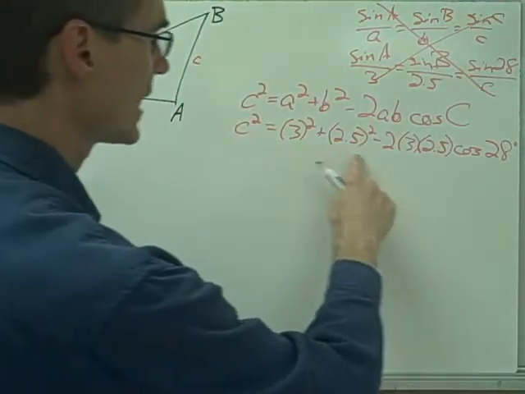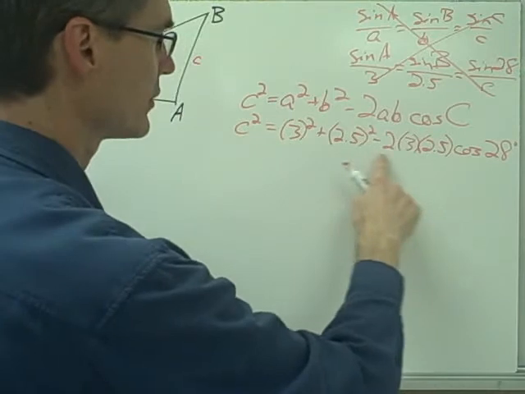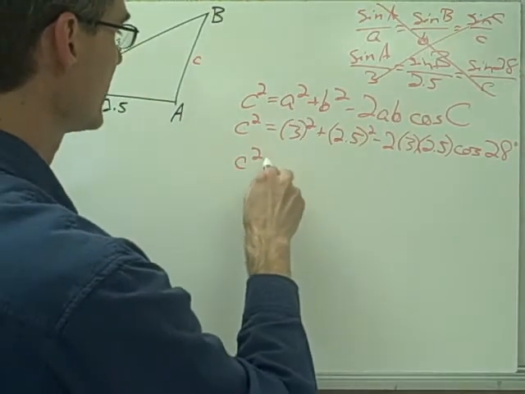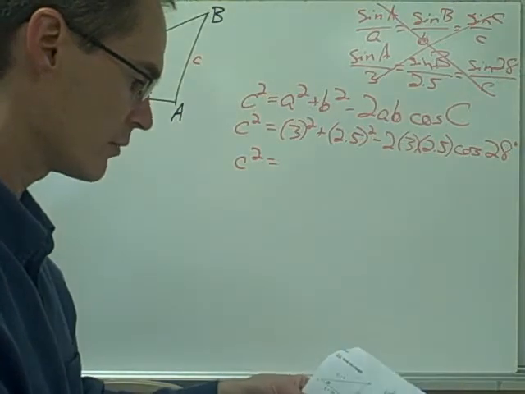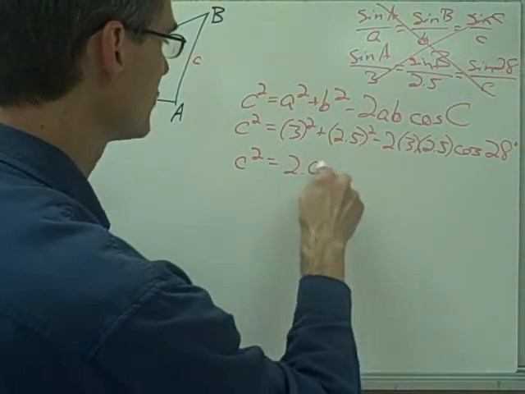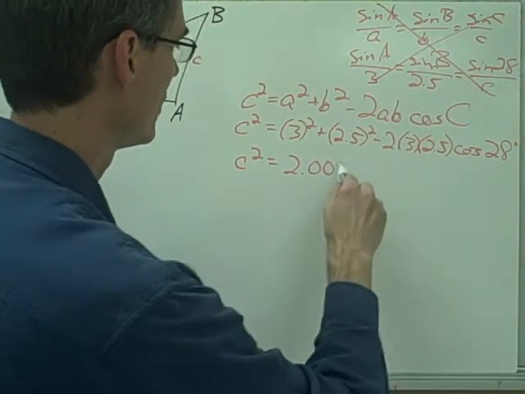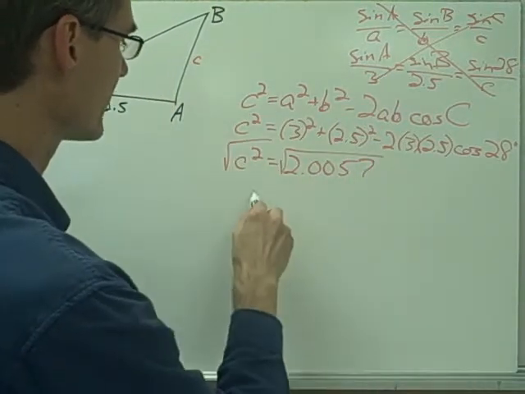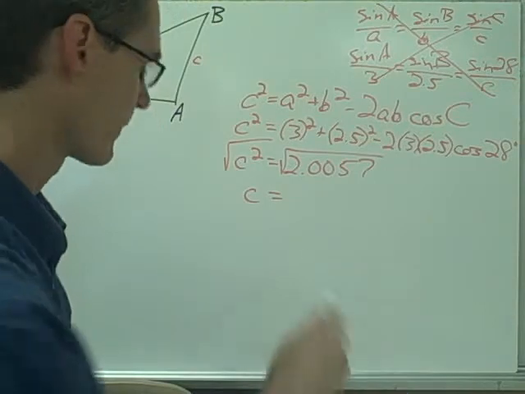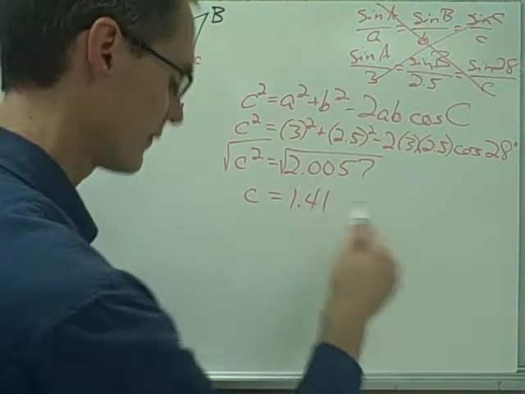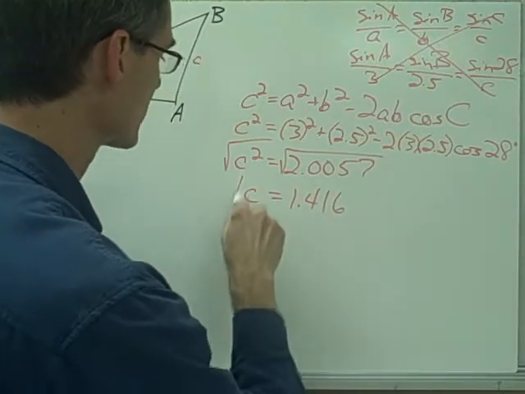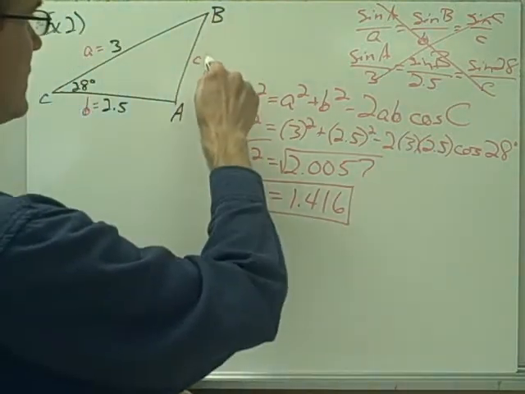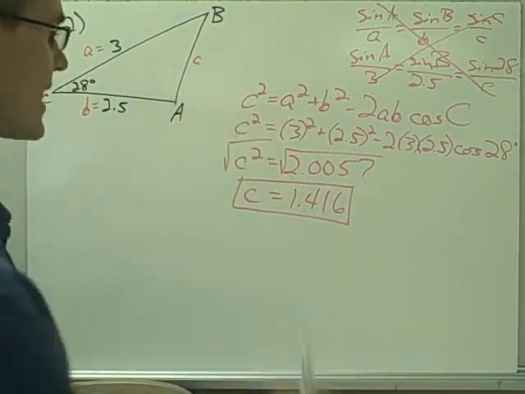And now I can plug all that straight into my calculator. Even though it's a long calculation, I can just type that directly into my calculator. That's going to give me c squared equals approximately 2.0057, and I take the square root of each side, and that gives me c equals approximately 1.416. So now I've got this side of this triangle. I found out what side C is.